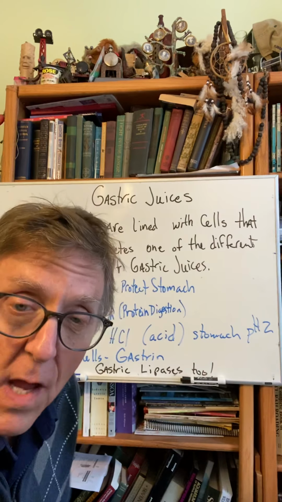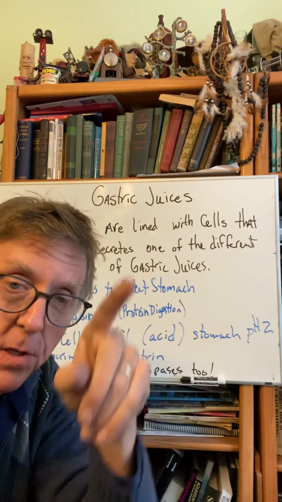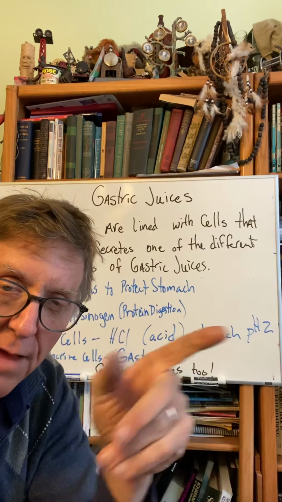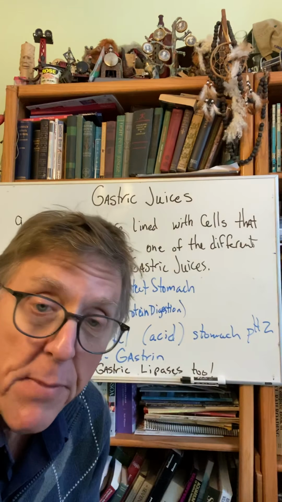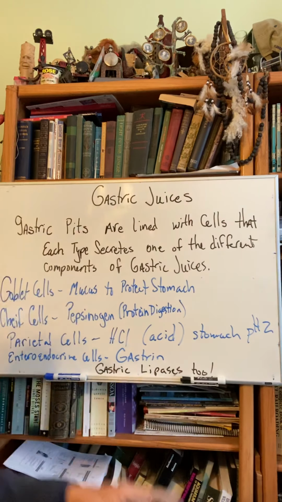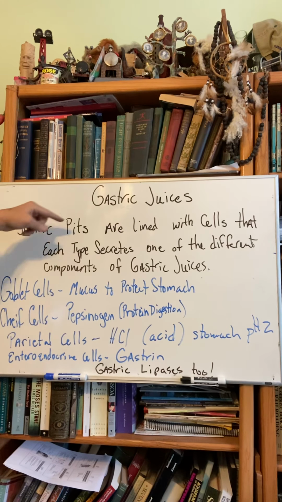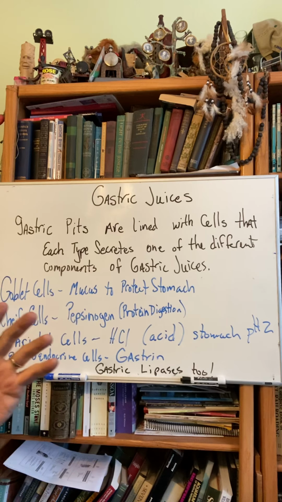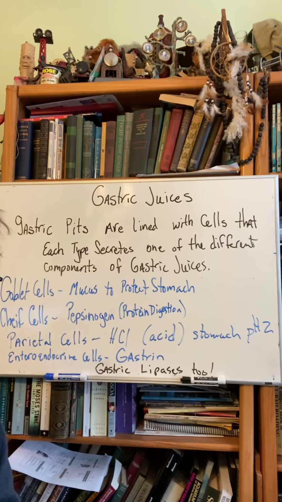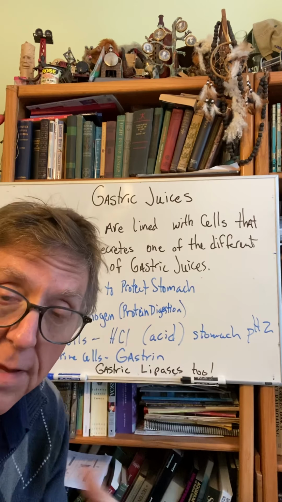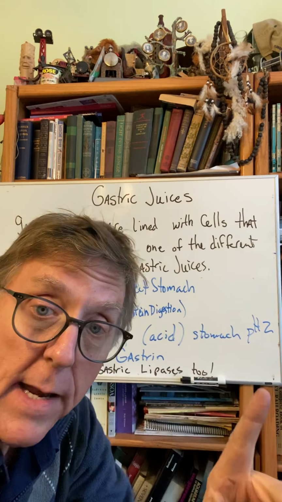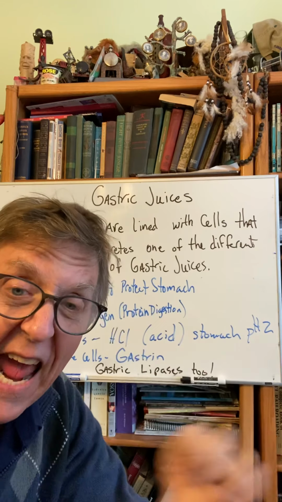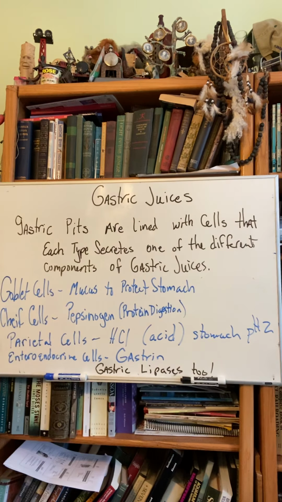Well, in your stomach, you have this very convoluted surface area, and it has what they call gastric pits, and the gastric pits are made up of all these different kinds of cells. Each one of the different kinds of cells is going to secrete one of the components of gastric juice. We have four of them that you're going to need to know.